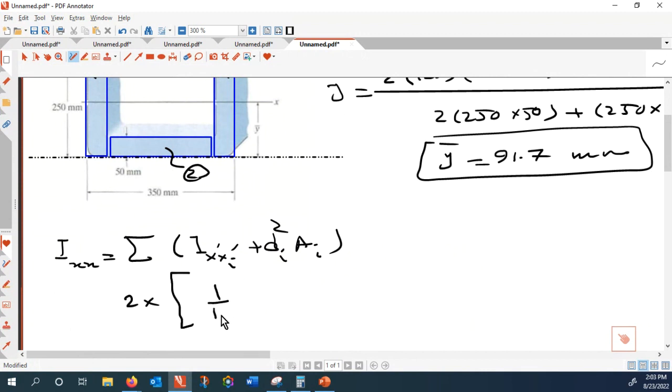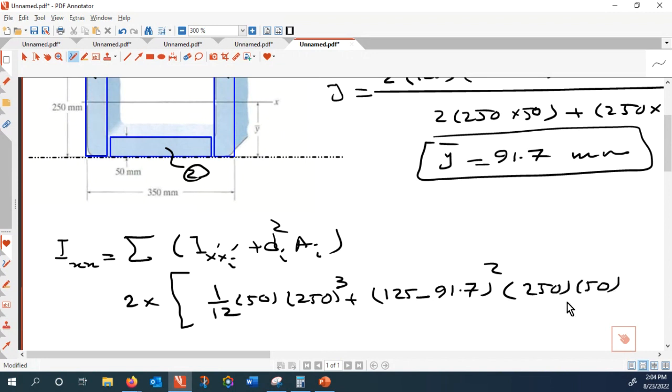I remember a rectangle is 1 over 12 b h cubed. B is 50 and H is 250 cubed. And the penalty I pay is di. The distance between the center of this area and this center: the center of this one is 125, take away the centroid, 91.7, squared. And that should be multiplied by the area of this one, which is 250 times 50.